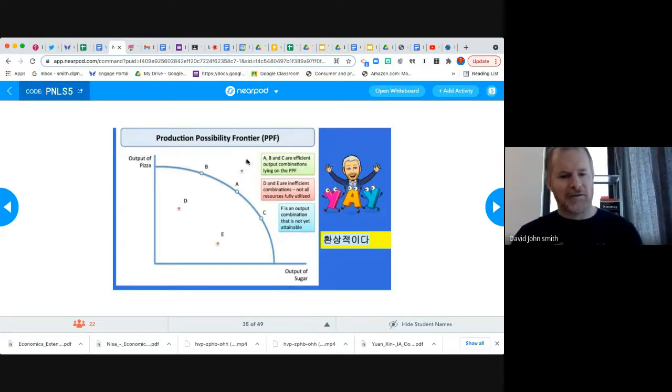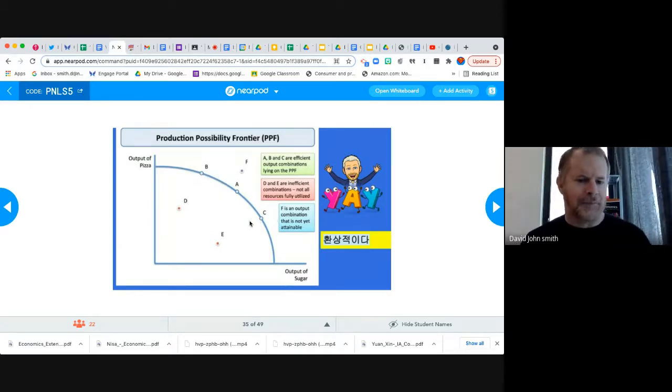F is unavailable. B, A, and C are all the ones that are the best we can possibly do at this particular time. And then D and E are the ones where it's inefficient. They're not using all of their resources in here.